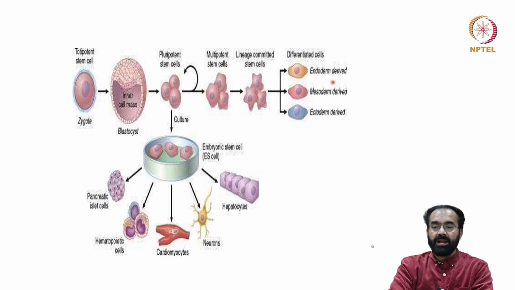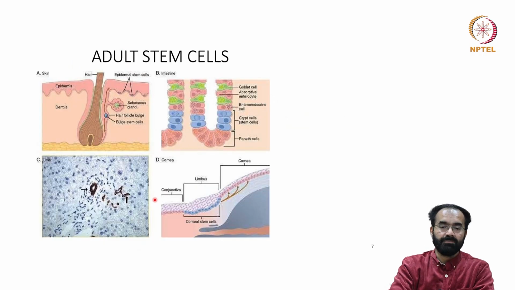And endoderm derived, mesoderm derived, and ectoderm derived are the main three groups, the primary germ layers we are talking about: ectoderm, endoderm, and mesoderm. So they give rise to these cell types, and you can culture these pluripotent stem cells, and they can give rise to any type like pancreatic cells, hematopoietic cells, cardiomyocytes, neurons, hepatocytes. All cells can be derived from this embryonic stem cell.